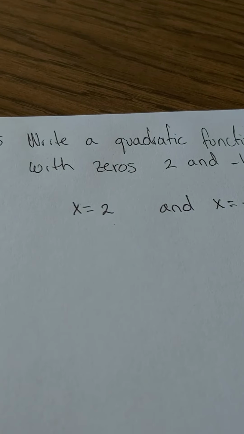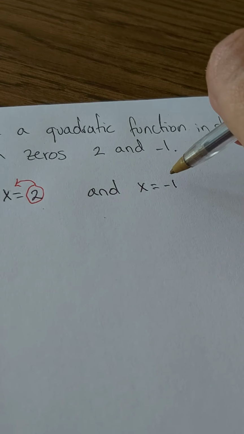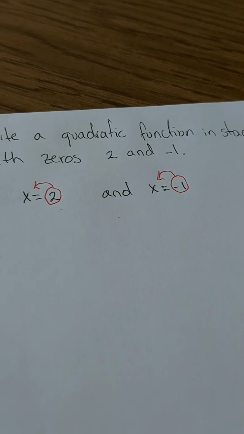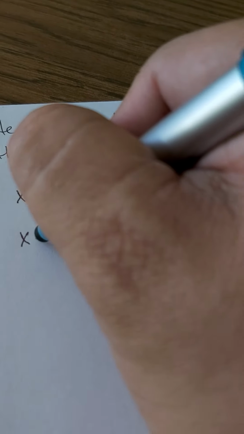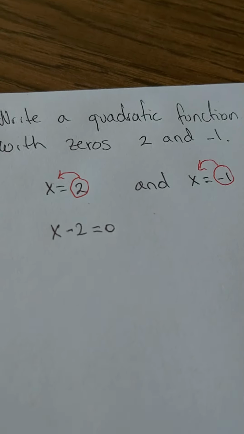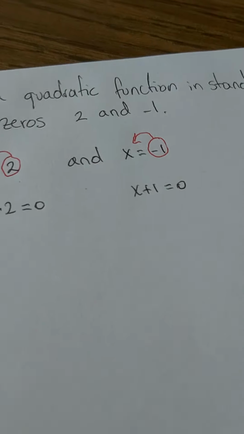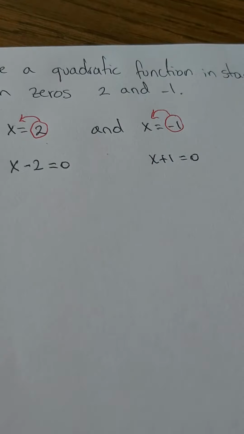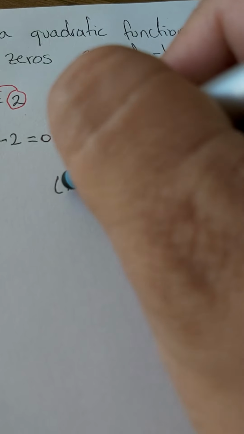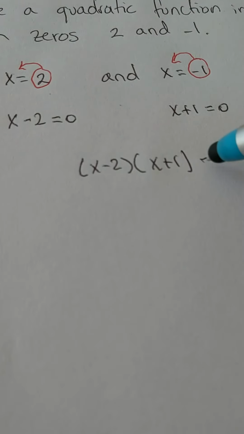Right? So this is what happens. We pass 2 to the other side, and we pass -1 to the other side, and we get x. Since here it was +2, on the other side it will be -2 equals 0. And if it was -1 on this side, on the other side it will be +1 equals 0. So we have x minus 2 equals 0 and x plus 1 equals 0. So we can simplify this by saying (x minus 2) times (x plus 1) equals 0.